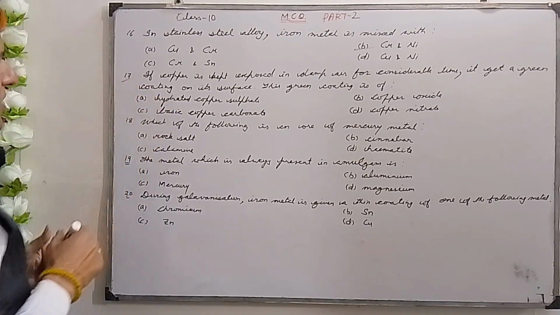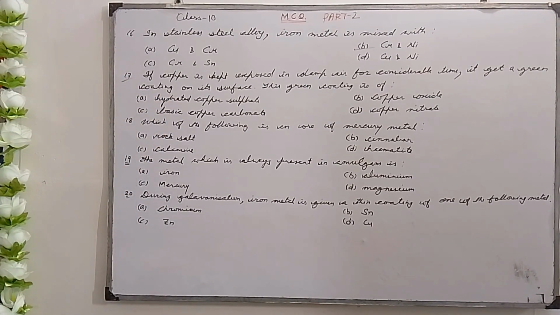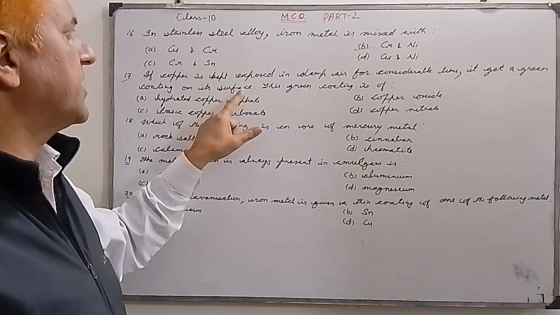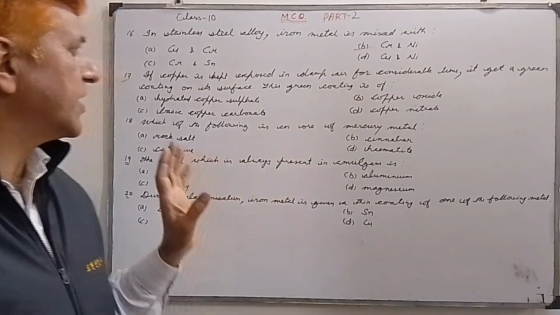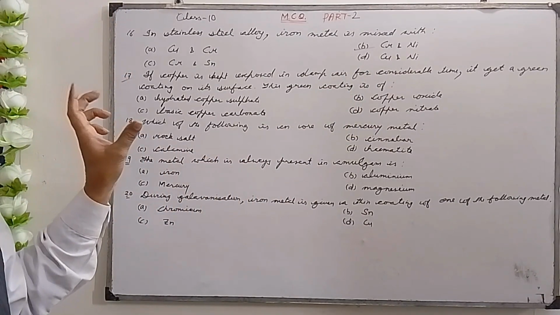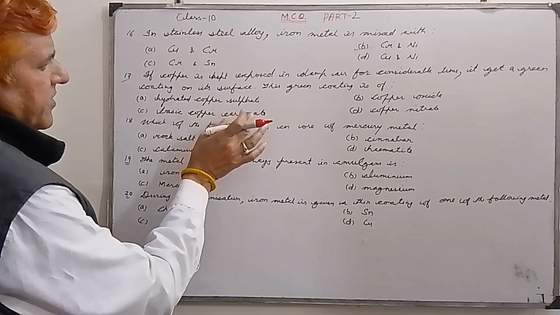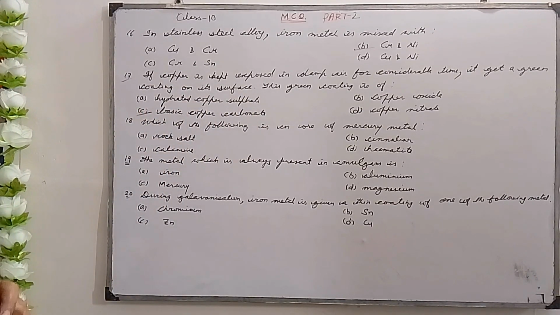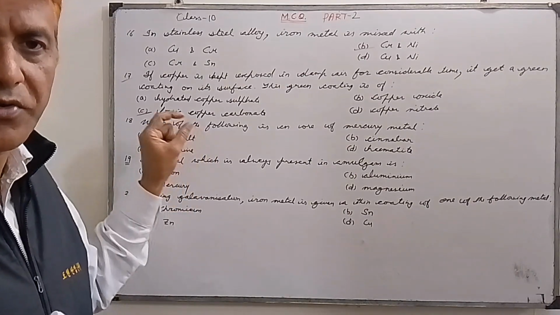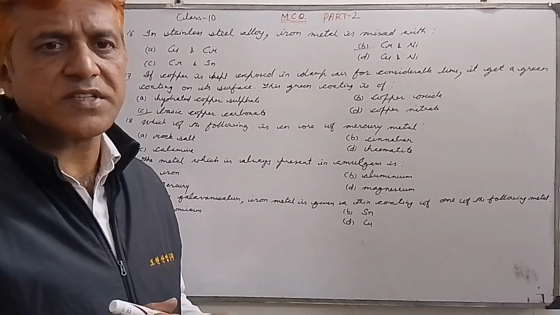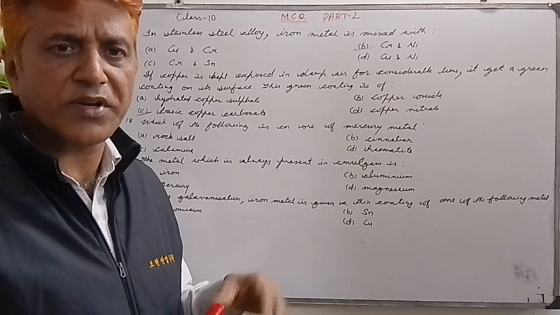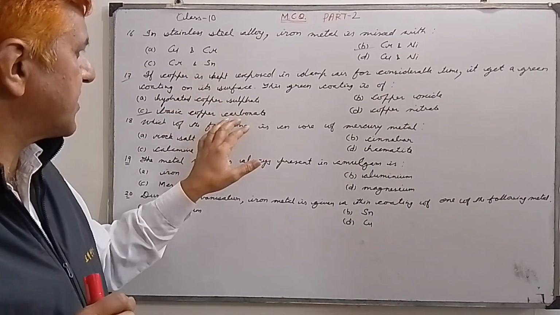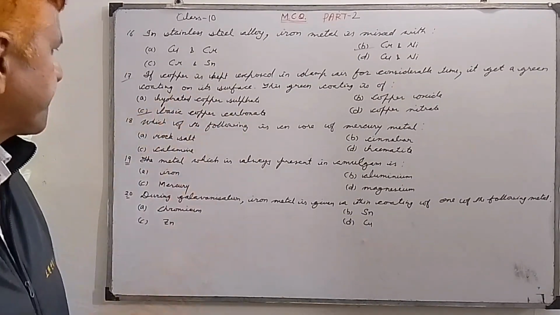Question number 17. If copper is kept exposed in damp air for considerable time, it gets a green coating on its surface. My dear students, this green coating is of basic copper carbonate, which is C. Please remember this, this is also very important. When copper gets corroded, a green coating is formed on its surface, and that green coating is of basic copper carbonate. So the correct answer is C.